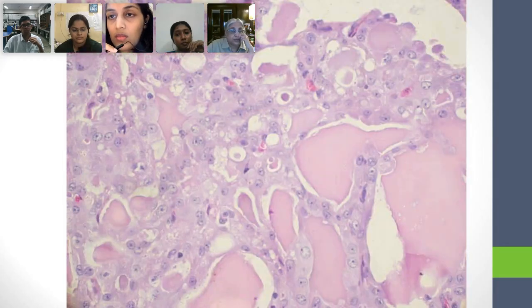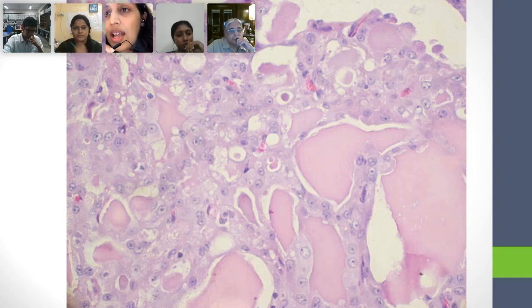Okay, let's go to even higher power. What do you see now? Yes, ma'am. Again here the cell borders don't look distinct at all. The cytoplasm is pale eosinophilic, and it is moderate to, I feel, abundant in some cells.